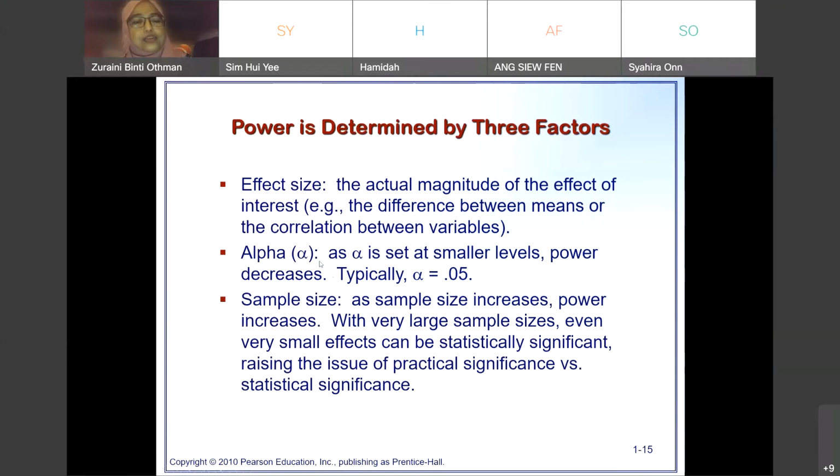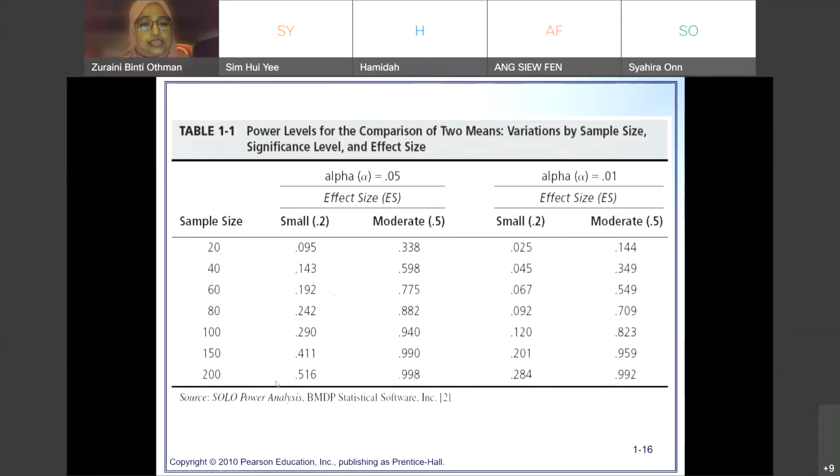Just now the video said that the alpha is something we as researchers set. Then this is the sample size. As sample size increases, power increases. With a very large sample size, even a very small effect can be statistically significant, raising the issue of practical significance versus statistical significance.